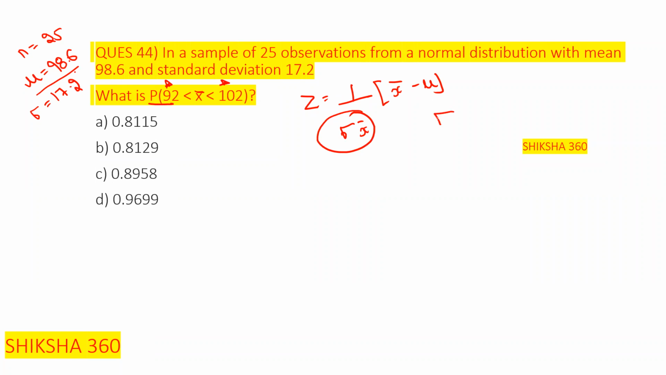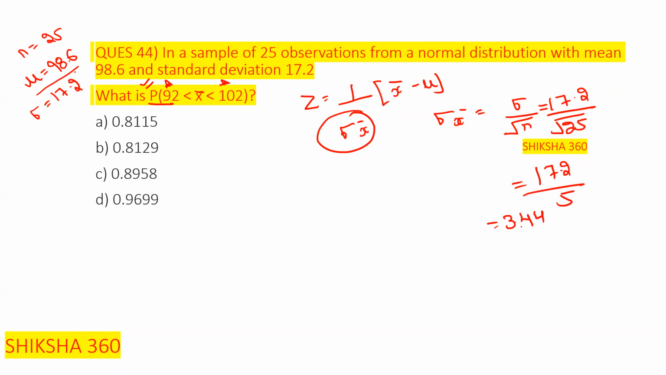But we need to know what sigma x bar is. We calculate sigma x bar is equal to sigma upon root n. Sigma here is equal to 17.2, root 25, so 17.2 upon 5. P stands for the probability, which we have to find. 17.2 divided by 5, which we will get here 3.44.